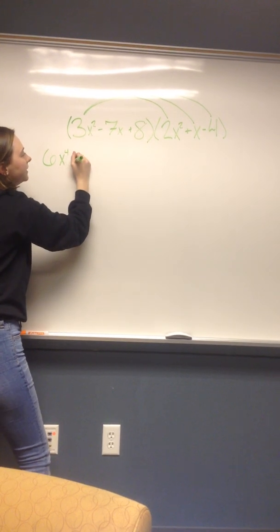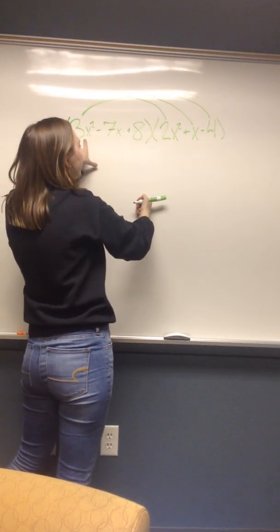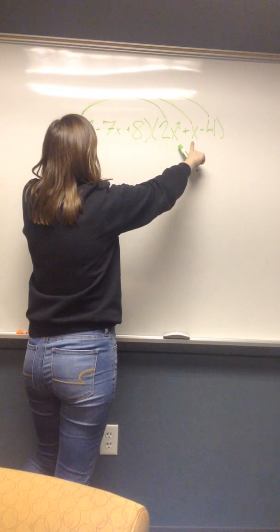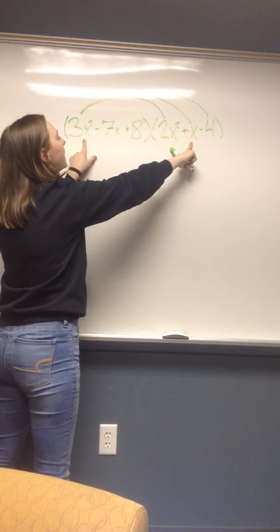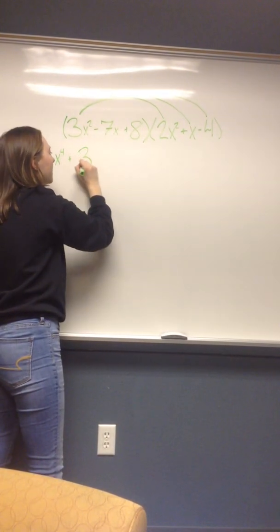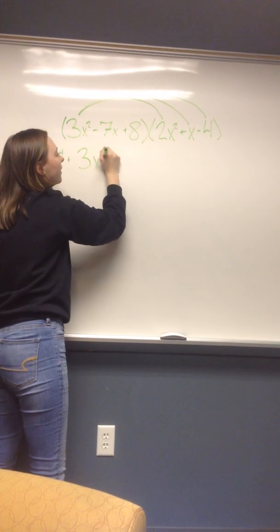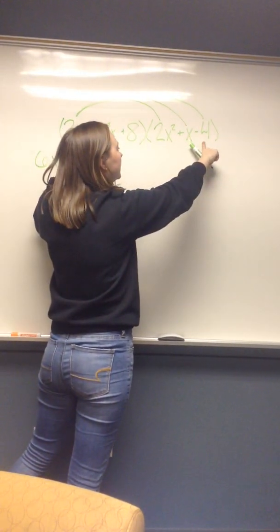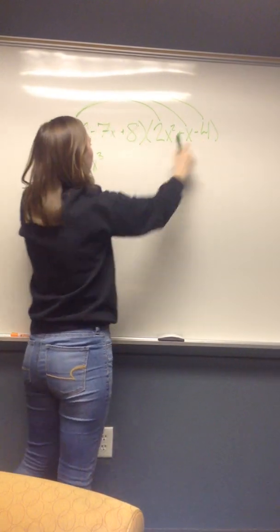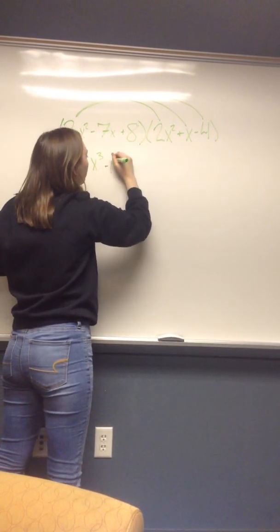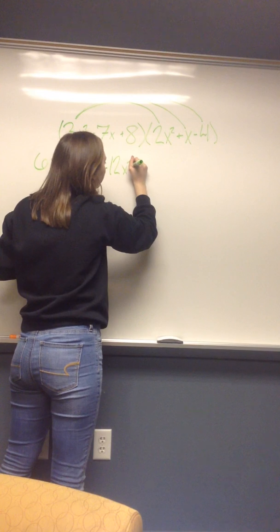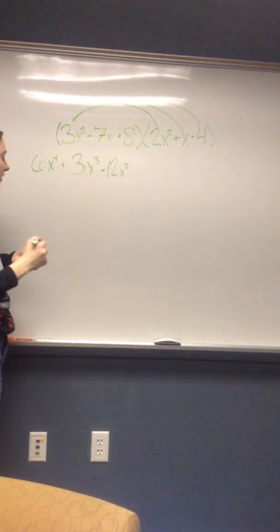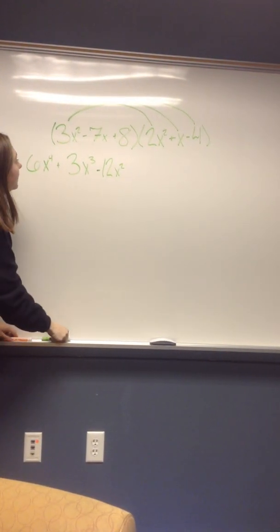Alright, so now we're going to take our next term, 3x squared times x, which would be? 3x cubed. Perfect. Alright, and then we're going to take this 3x squared and multiply it to -4. Negative 12x squared. Perfect. Alright, so we have the first term done on this side.